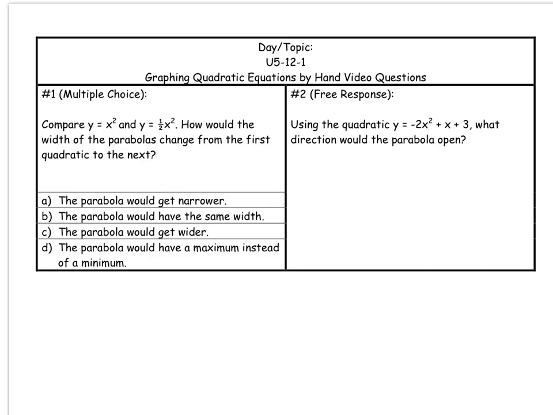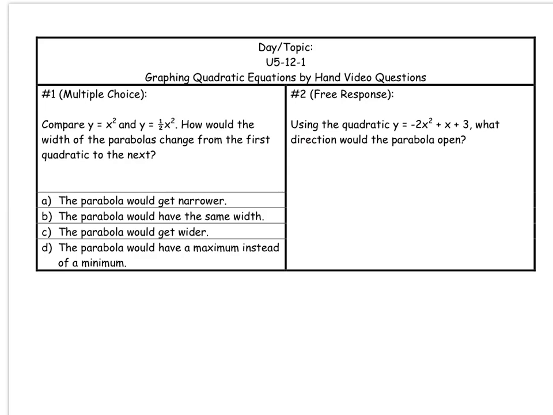Okay, now it's your turn. So compare y equals x squared and y equals 1/2 x squared. How would the width of the parabolas change from the first quadratic to the next? So is this parabola y equals 1/2 x squared going to be wider than y equals x squared or narrower than y equals x squared?